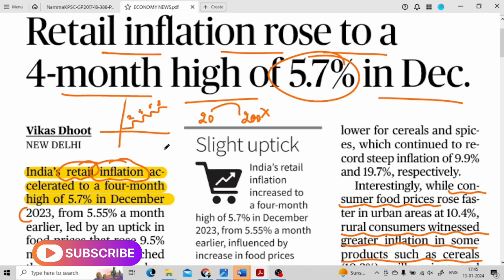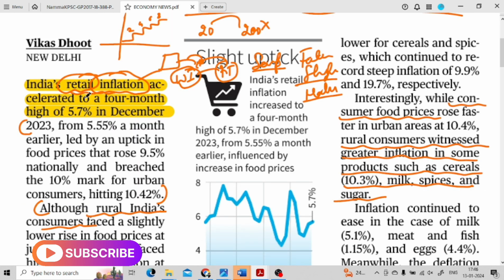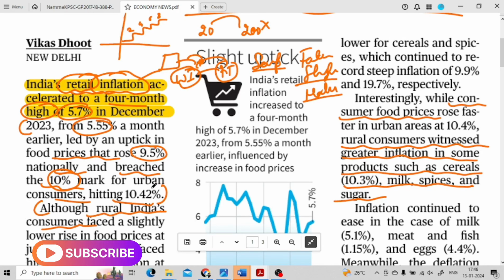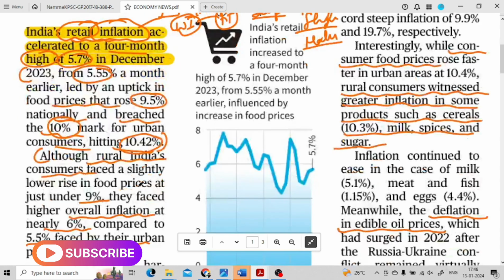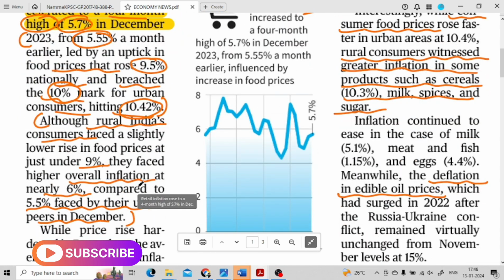Retail inflation means inflation at the level of consumers. India's retail inflation accelerated to a 4-month high, that is 5.7% in December, as compared to 5.55% a month earlier, correct? And food prices rose to 9.5% nationally and breached the 10% mark for urban consumers, hitting 10.42%. More urban consumers are suffering because of food inflation particularly, correct?